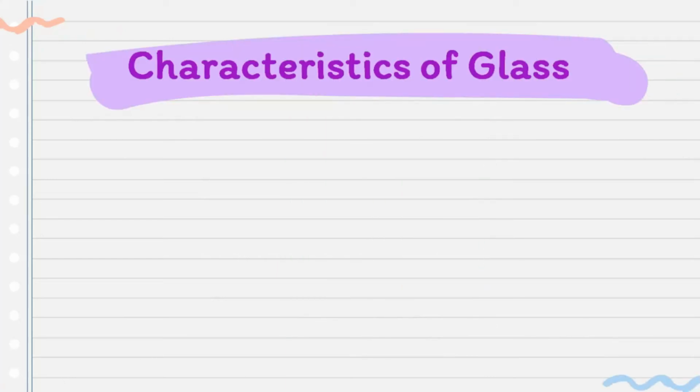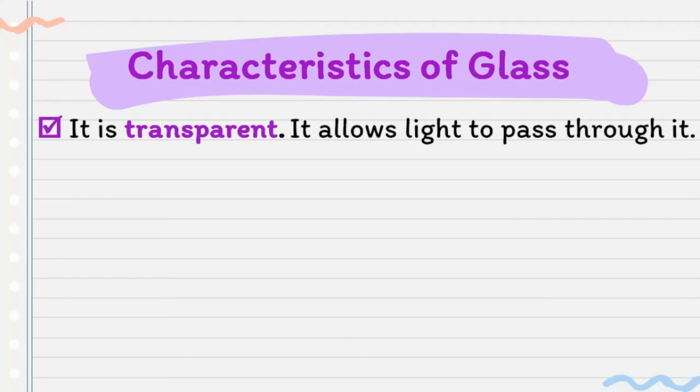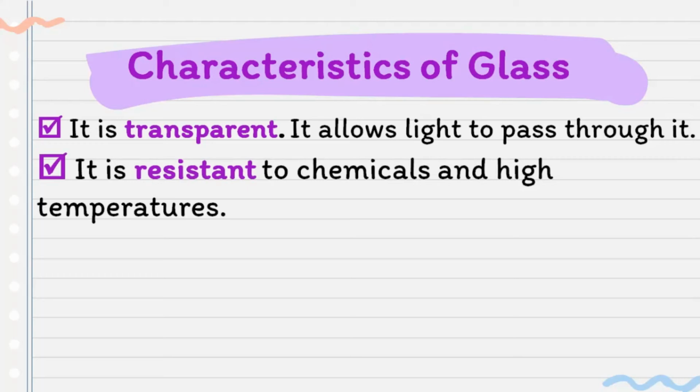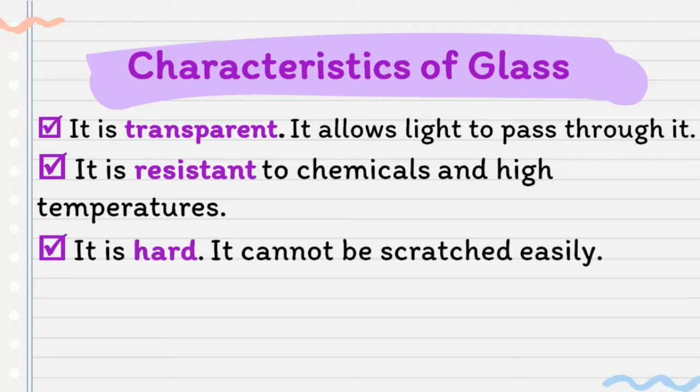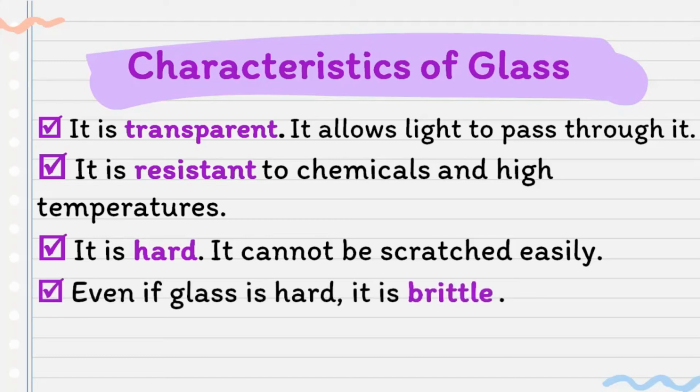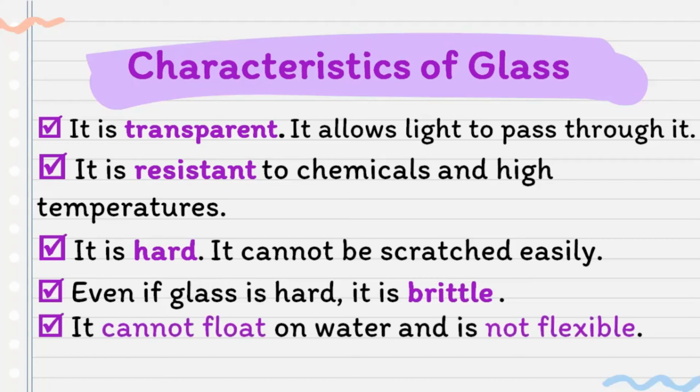Now let's review again about the characteristics of glass. It is transparent. It allows light to pass through it. It is resistant to chemicals and high temperatures. It is hard. It cannot be scratched easily. Even if glass is hard, it is also brittle. And it cannot float on water and is not flexible.